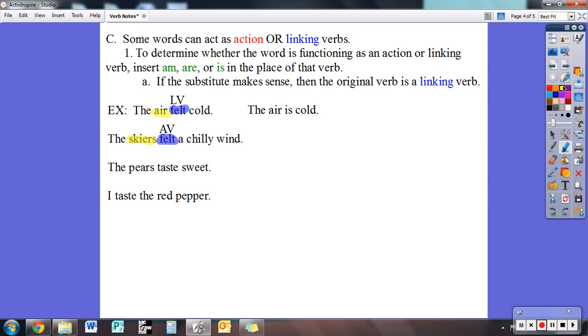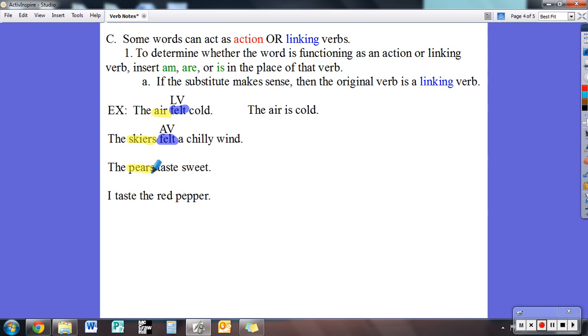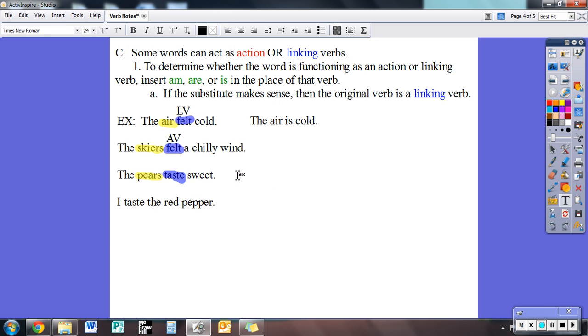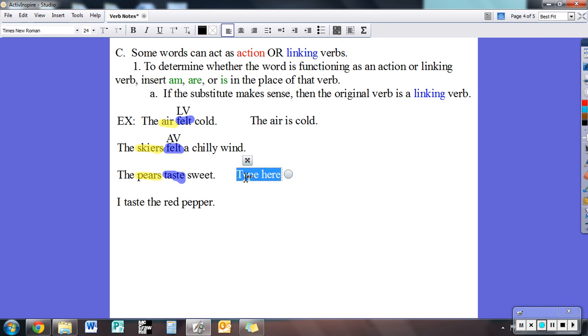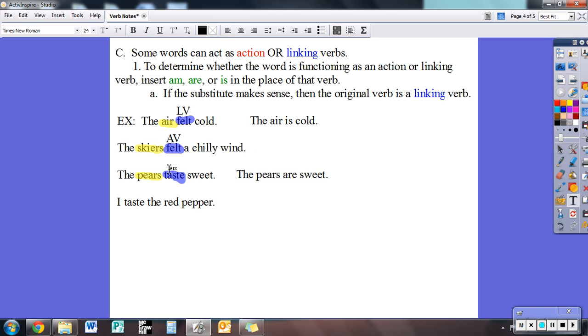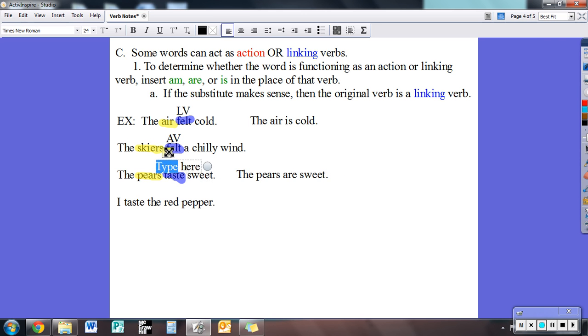Okay? So, next one. The pears taste sweet. So my subject is pears. My verb is taste. And now let's do the test. Can I say the pears are sweet? And it still makes sense. Yes, I can. So then I know that this is being used as a linking verb.